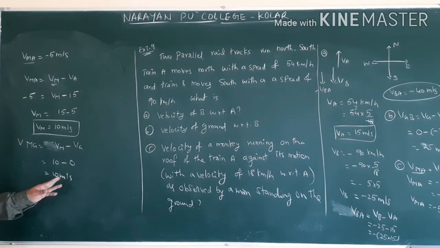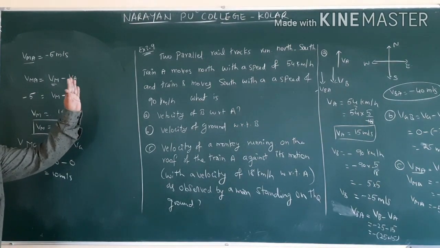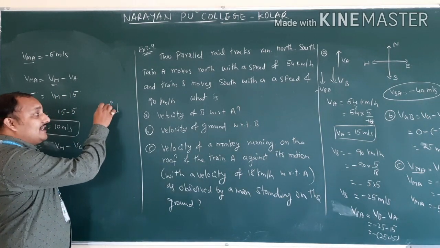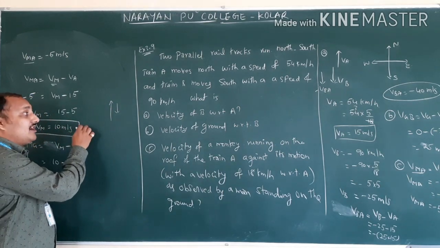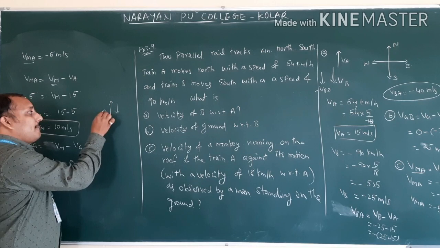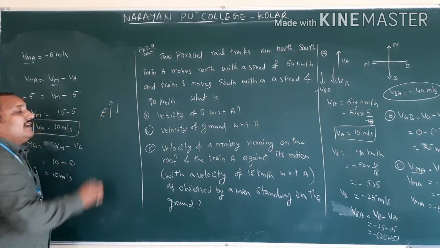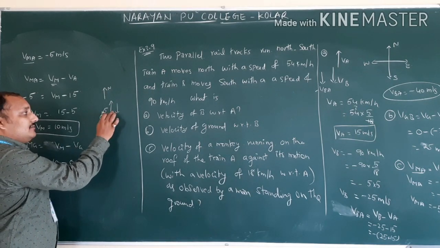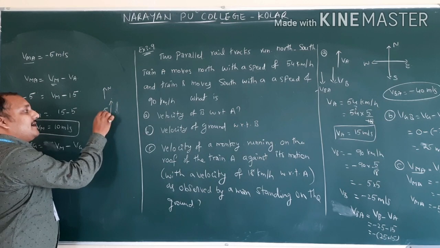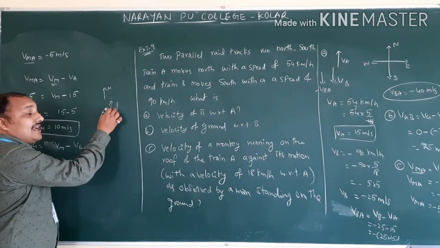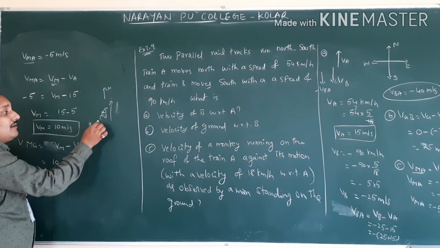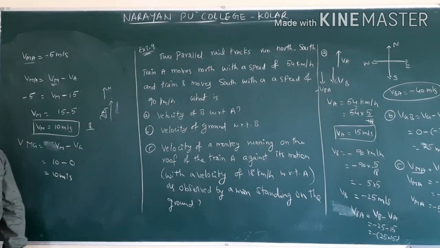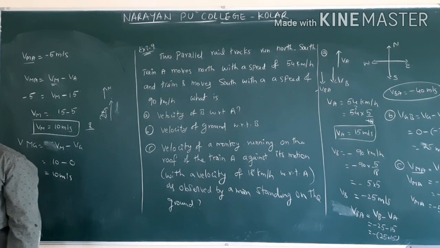You got positive. Therefore, this is moving in the direction of north. Even the train is moving in the direction of north. Even though the monkey is moving in the opposite direction of the train, for the person who is observing from the ground, this monkey is going along the north direction. This monkey is moving in opposite direction to the train, but for the person observing from the ground, this monkey is also moving along the train. It means that is nothing but towards north. Okay, understood?